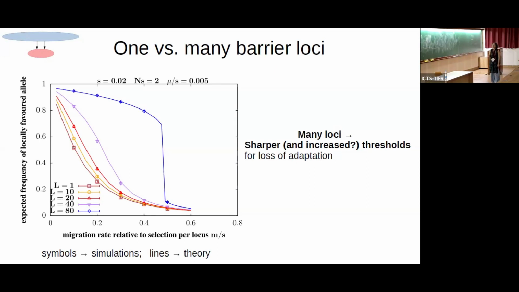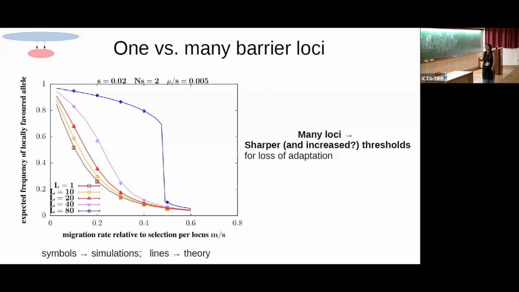The other thing we notice is that these thresholds become very sharp, because as migration increases, there's hardly any change in divergence, and then there's this sudden collapse and the mainland and island suddenly become very similar.